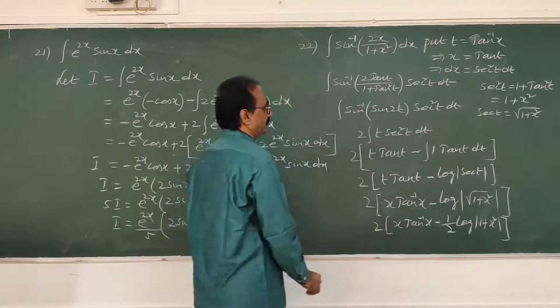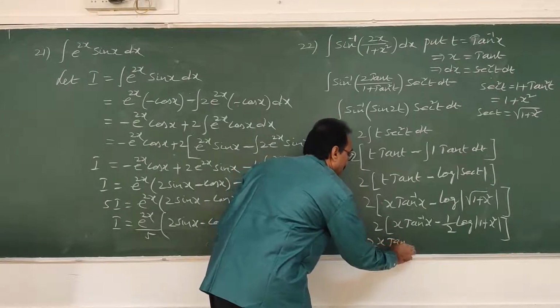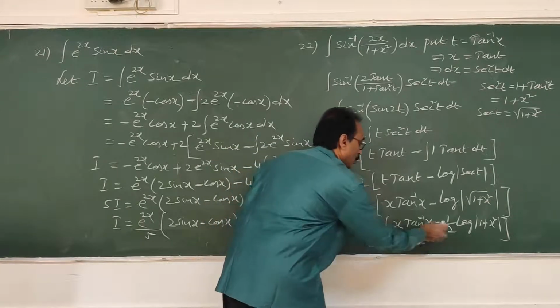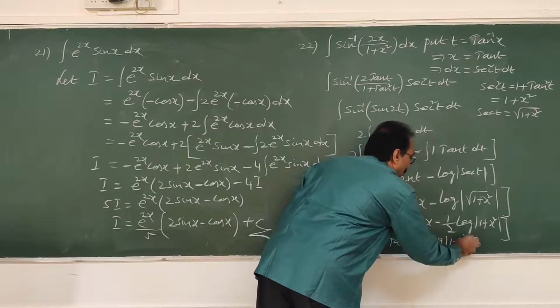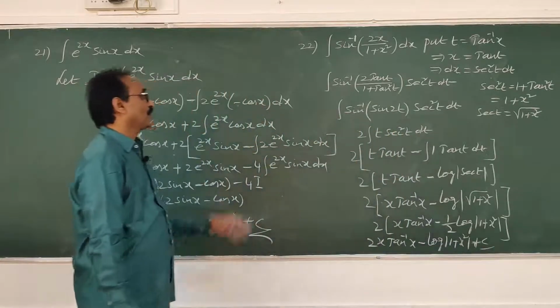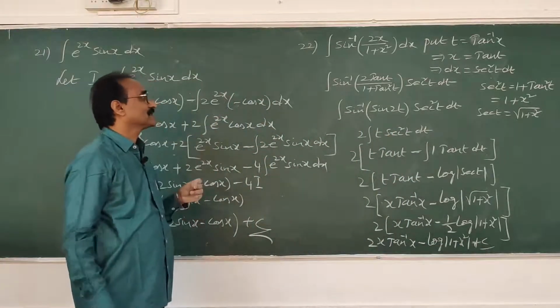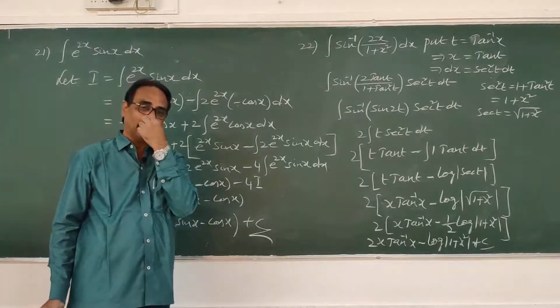What are you going to get? You see, 2 into x, 2x tan inverse x, minus, 2 cancel, log mod of 1 plus x square plus c. This is the total simplification. That's all. This is what you got. Sin inverse 2x by 1 plus x square. This is also important. Everything is important, even what seems not important.